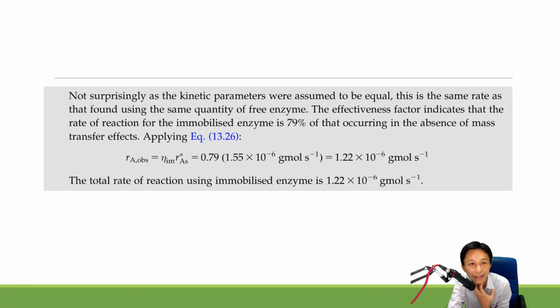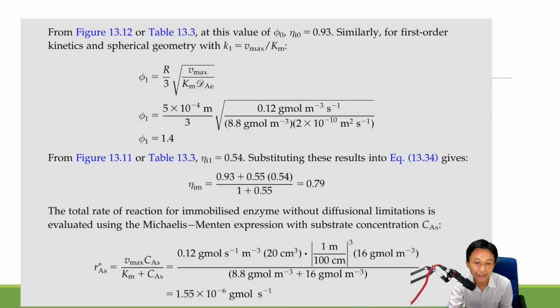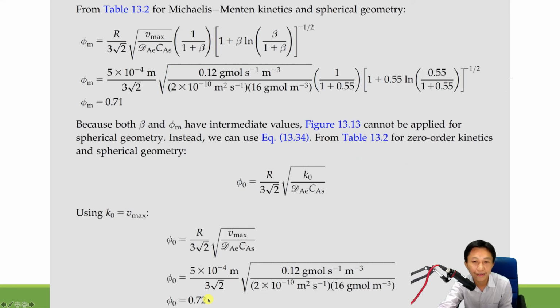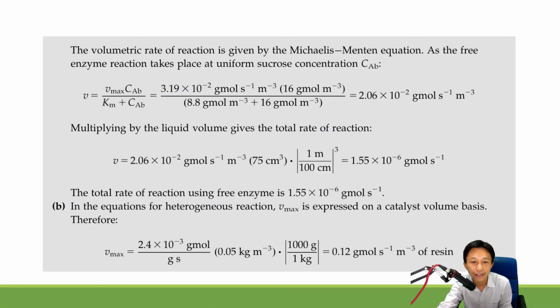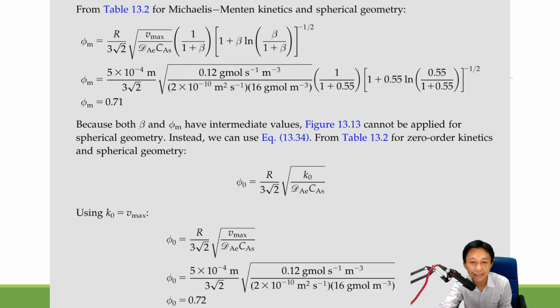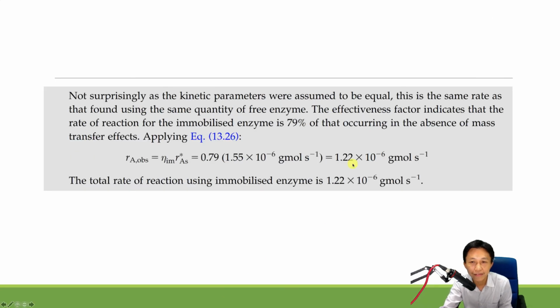This is an immobilized cell. As the kinetic parameters we assume to be equal, this is the same rate as found in the free enzyme. It's the same rate. No matter that we have a quite long equation, it's the same because we have assumed it's the same.